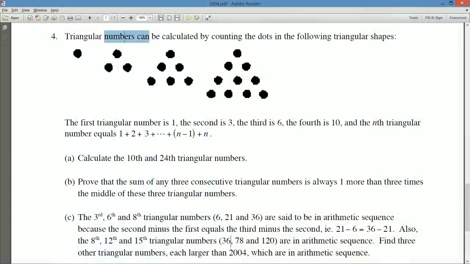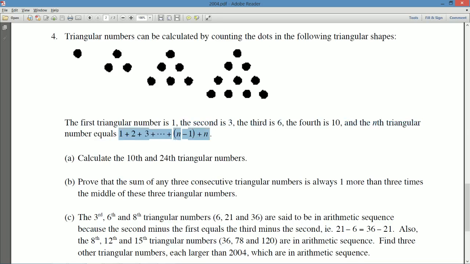Alright, triangular numbers. This is a concept that comes up a lot on various contests. That and right angle triangles, they come up a lot too. So triangular numbers can be calculated by counting the dots in the following triangular shapes: 1, 2, 3; 1, 2, 3, 4, 5, 6; 1, 2, 3, 4, 5, 6, 7, 8, 9, 10. The first triangular number is 1, the second is 3, the third is 6, and the fourth is 10. And the nth triangular number is the sum of 1, 2, 3, all the way up to n.